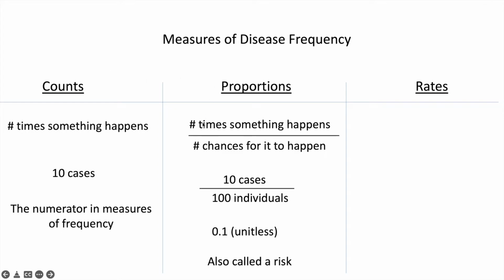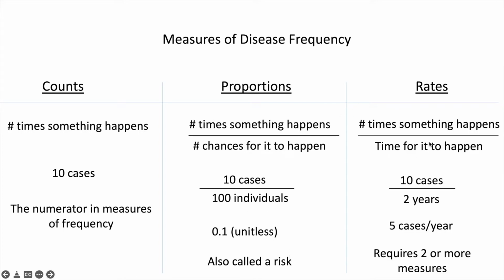So a proportion is the number of times something happens over the number of opportunities it had to occur. So if there's a population of 100 people, that's 100 opportunities for a case to occur, and 10 occurred. So the proportion would be 10 out of 100. It's just your classic kind of percentage if you were to multiply it by 100. It doesn't have units though, and it is sometimes called a risk. You might see it used incorrectly in the literature, things that are referred to as rates that are in fact risks. The only time something's a rate is when there's time in the denominator.